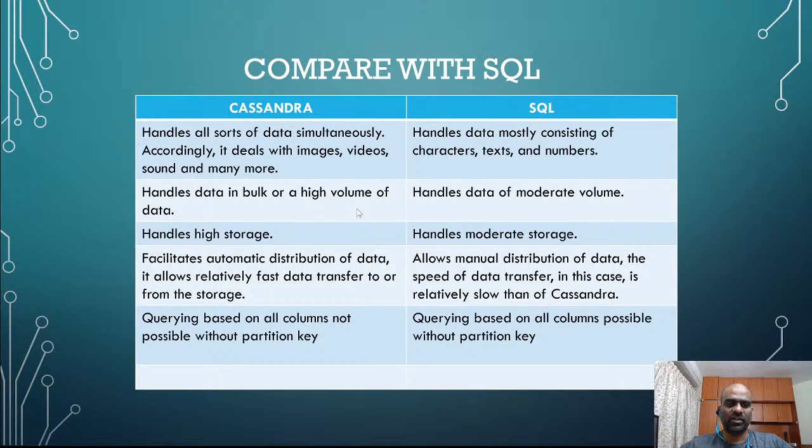Okay, good. So as I told you, if you compare SQL with Cassandra, Cassandra handles all sorts of data, images, videos, etc. But in the case of SQL, it's not the case. It's characters, text, and numbers. Bulk data is probably easier in Cassandra, but in SQL it is only moderate. Cassandra handles extremely high storage, but SQL also does that. I'm not complaining, but Cassandra handles it better in the case of horizontal scaling. That's the main thing.